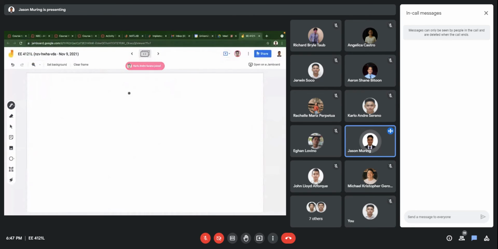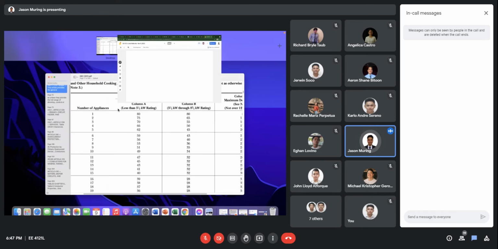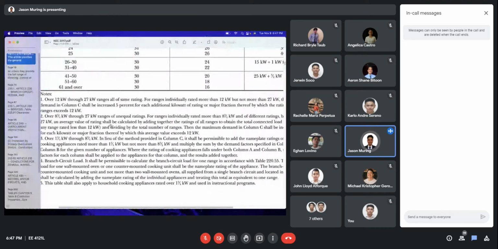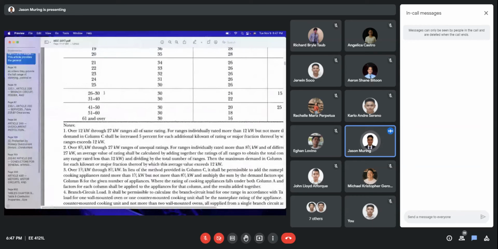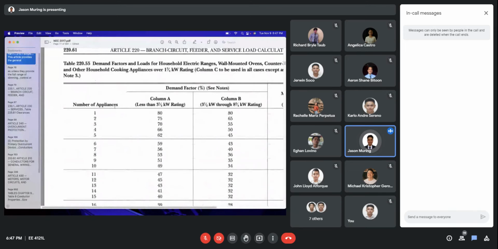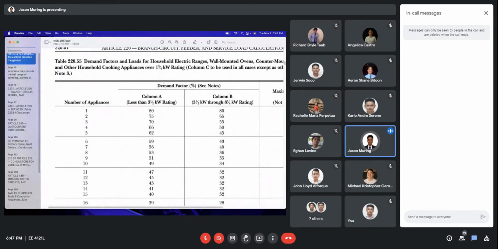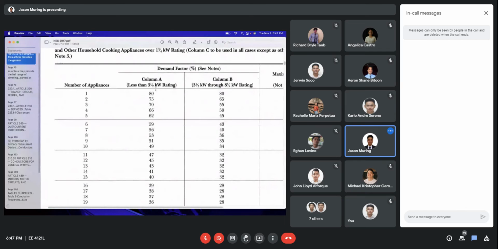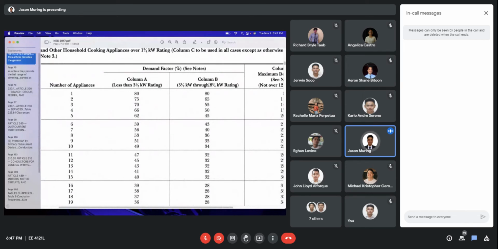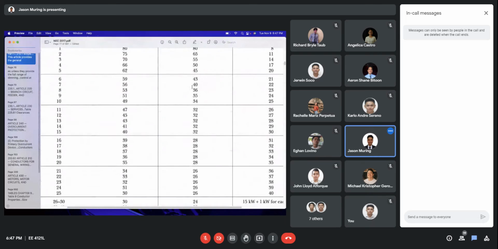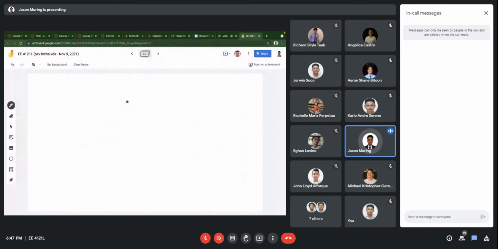Hold on, let me write it. So there's actually another method. If you don't want to look at these notes here, you have to try everything. There are ratings that may belong to column A but also may belong to column B, so it depends. If you apply the different possible combinations, you will end up selecting whichever is the greatest demand.